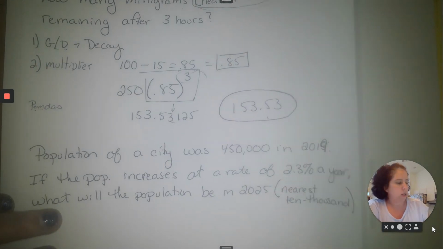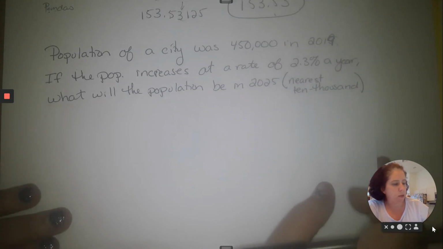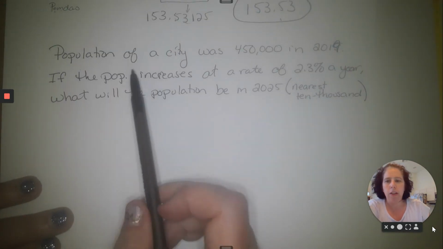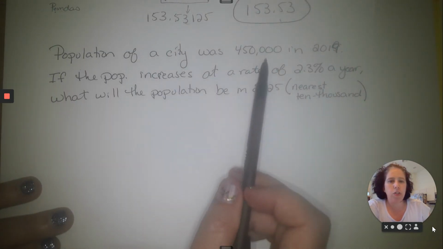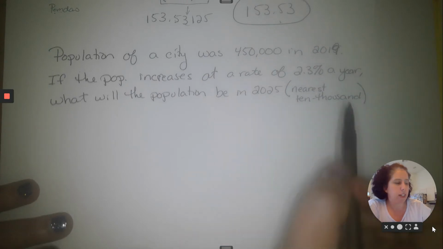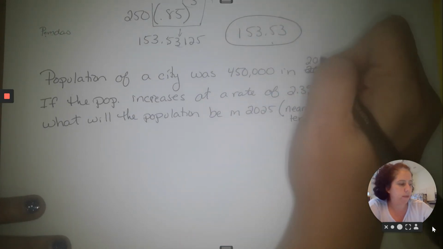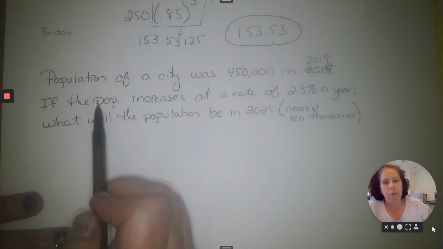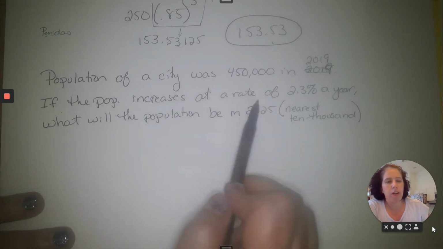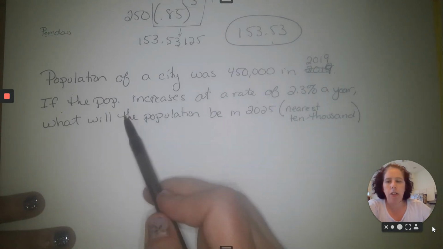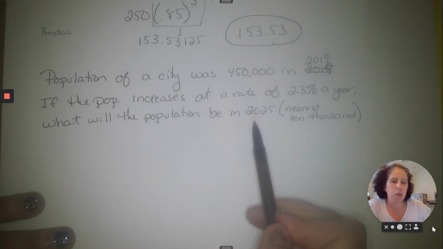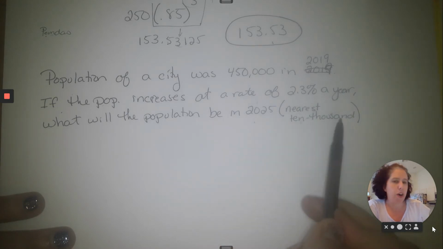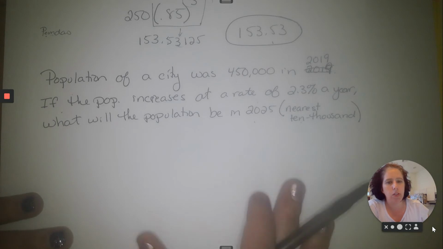Okay, so let's try the next one. Again, if you need time to write, just pause the video and come back. It says the population of a city was 450,000 in 2019. This is 2019. Okay, if the population increases at a rate of 2.3% a year, what will the population be in 2025 to the nearest 10,000? So I gave you what I want you to round it to.